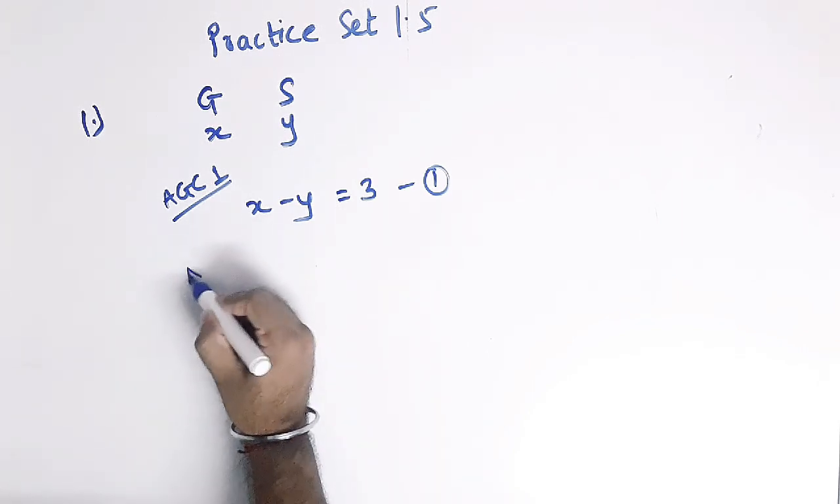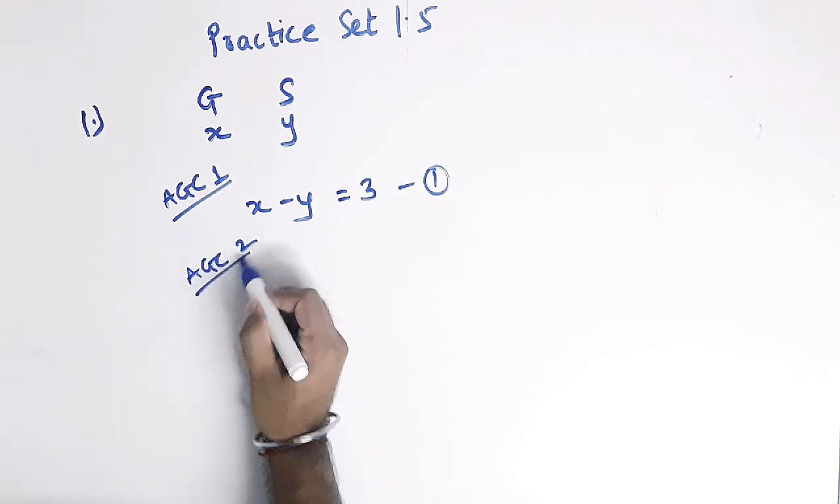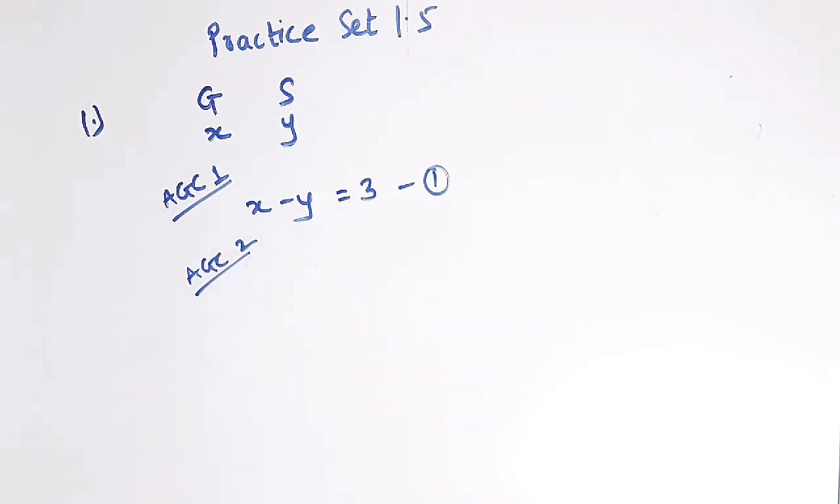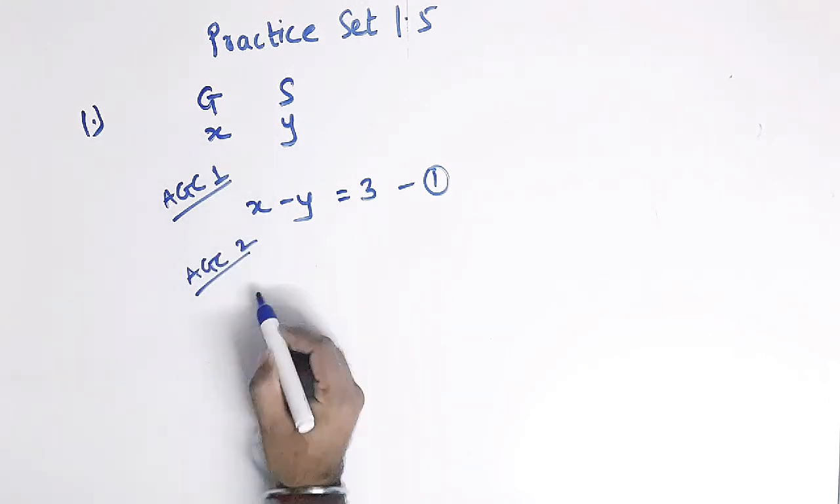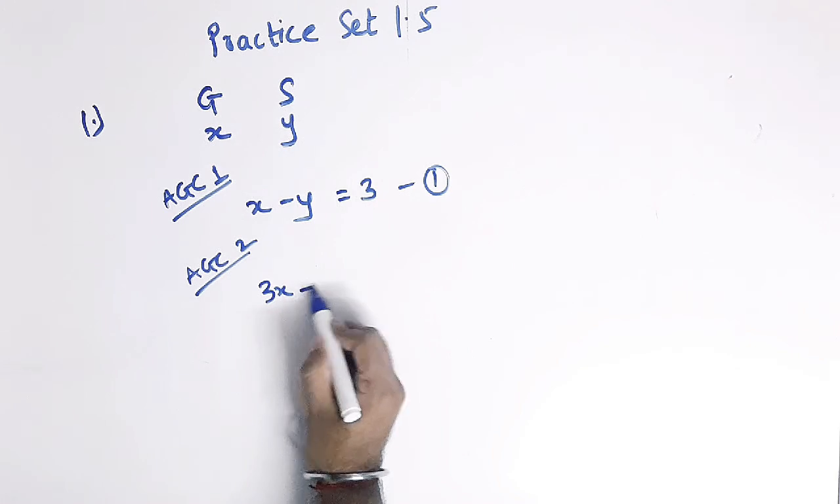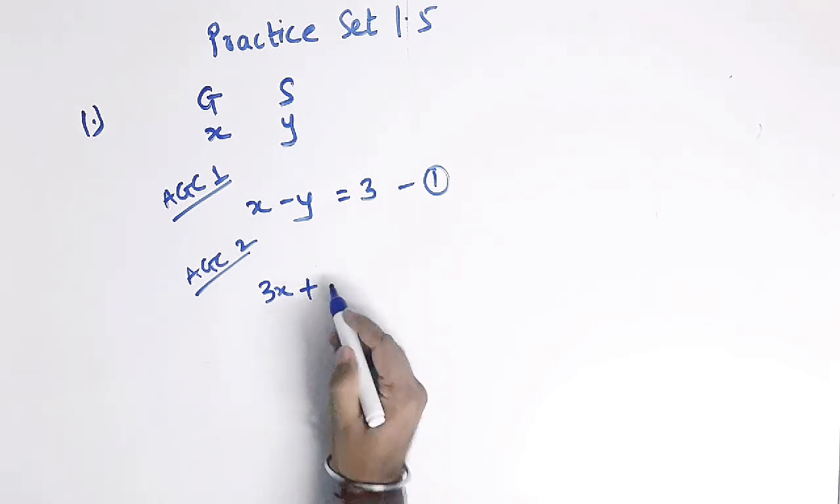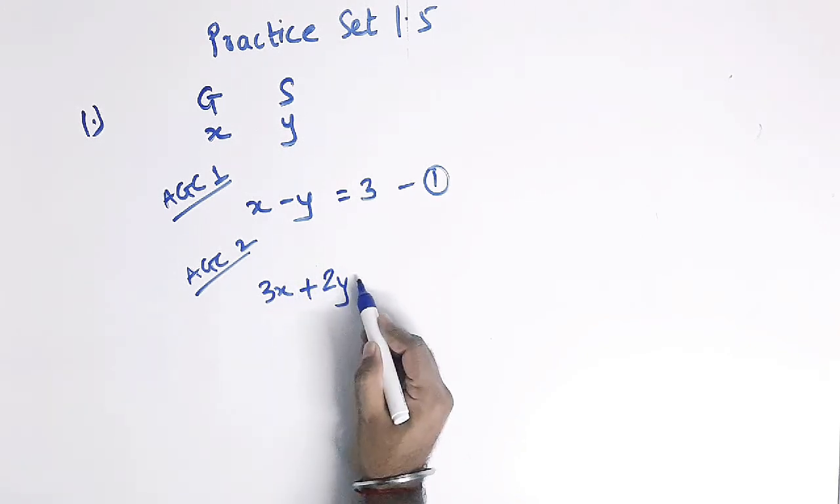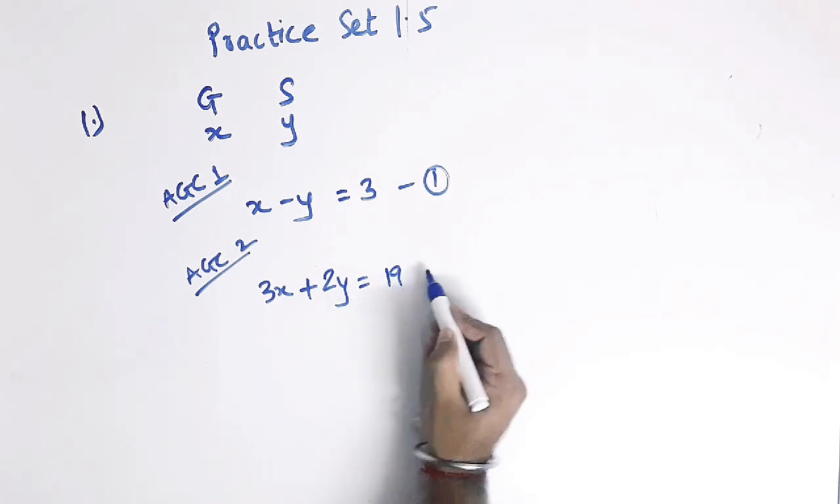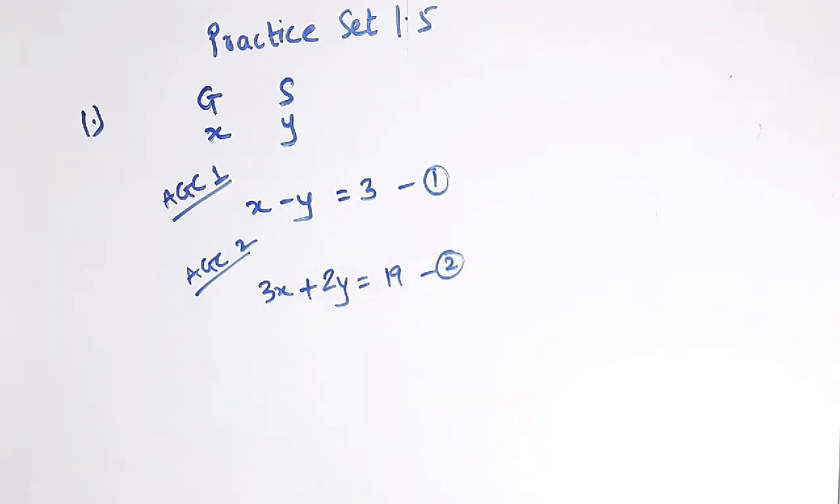Now what is the second condition? According to condition 2, the sum of twice the smaller number and thrice the greater number is 19. Sum means addition, so you will give this as equation number 2.